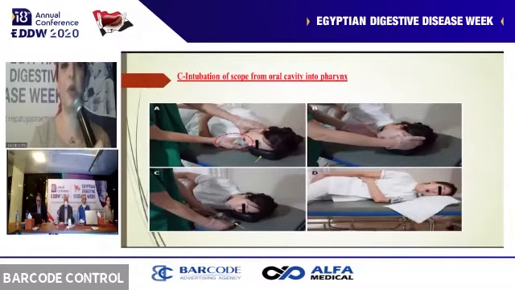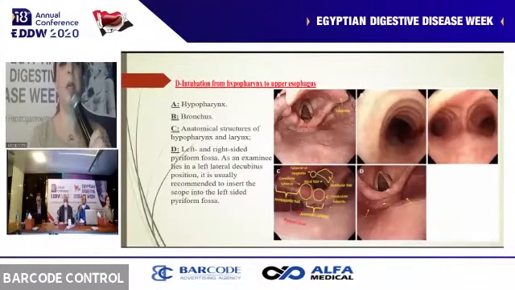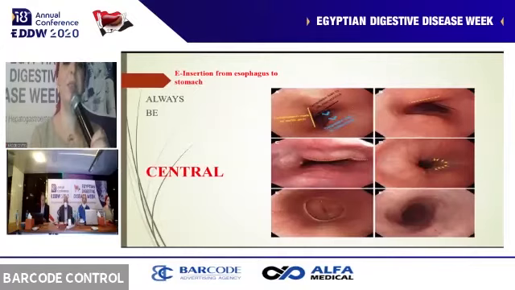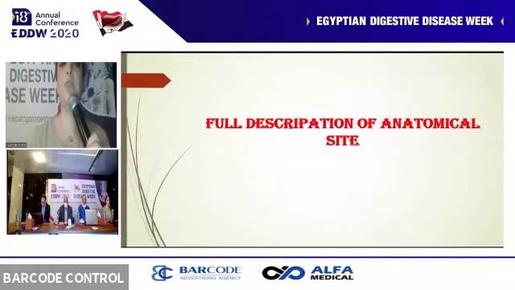Intubation of the scope from the oral cavity into the pharynx is very important. I have to make a curve to fit the tongue of the patient. That's the ideal picture. I have to see it, and avoid the B and C pictures, which are mainly in the main trachea and the bronchi of the patient. Always be central to avoid any misleading or to miss any lesion of the patient. Full description of the anatomical site is very important.